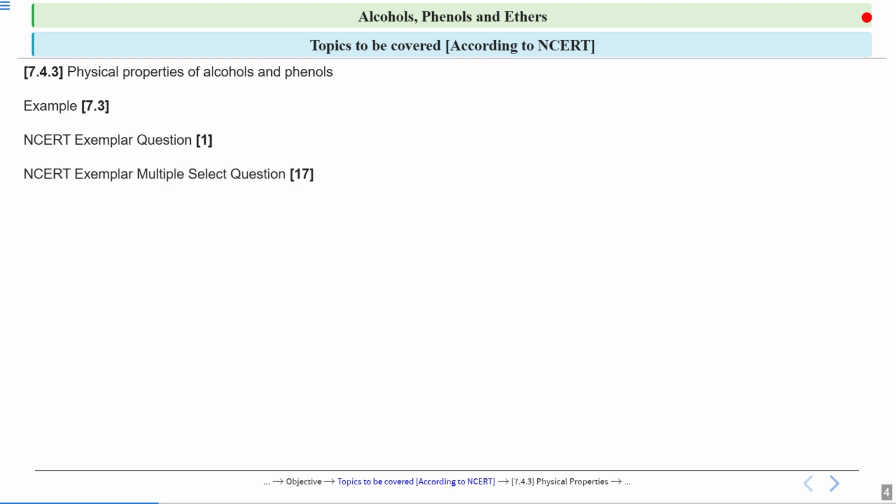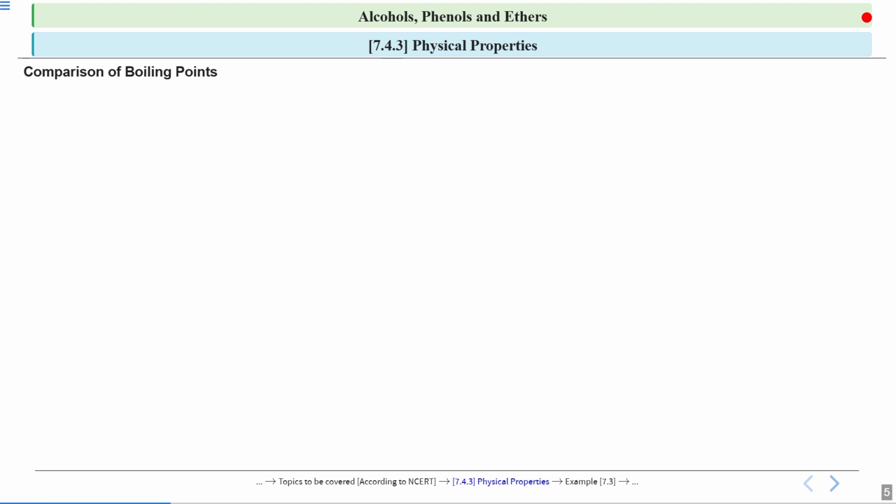And we will solve an NCERT exemplar multiple select question, that is question number 17. And then at last, we will solve an NCERT exercise question, that is 7.33. Okay, so let's begin with today's lecture.